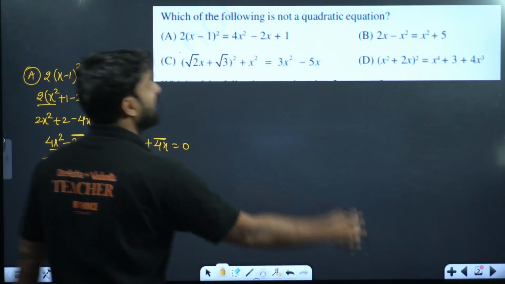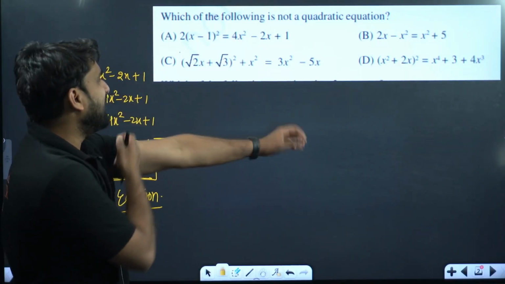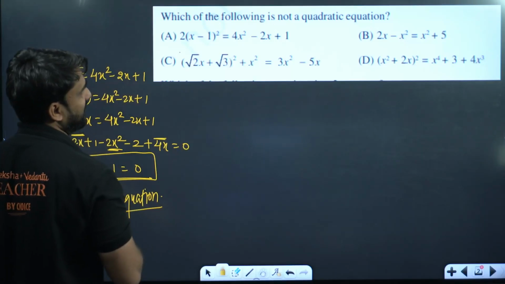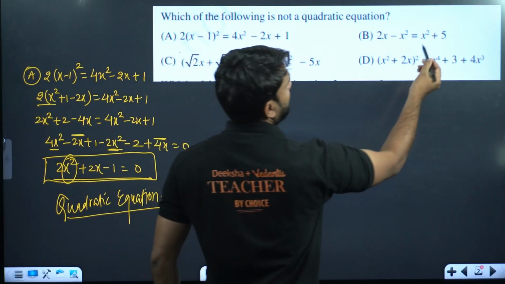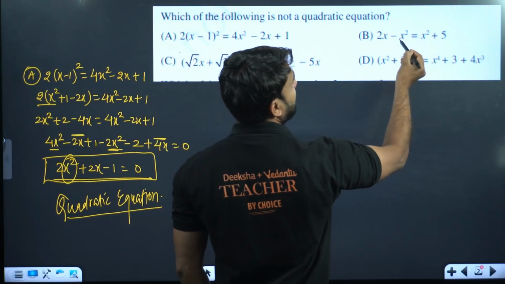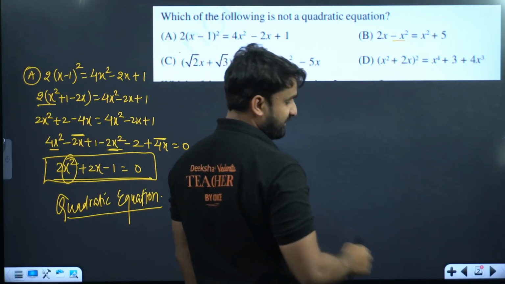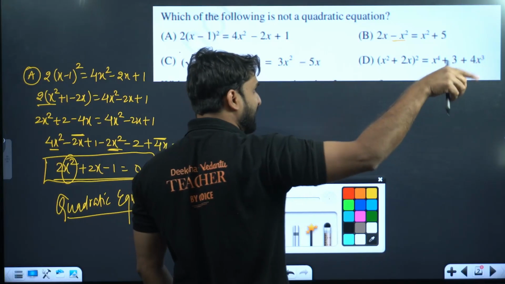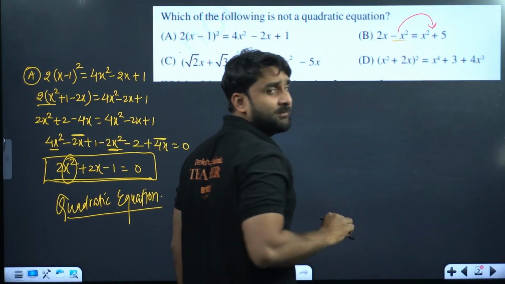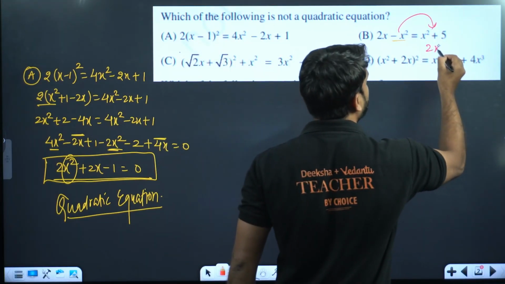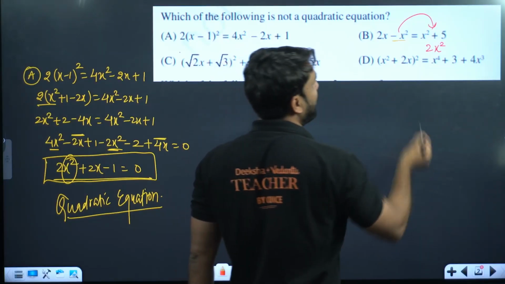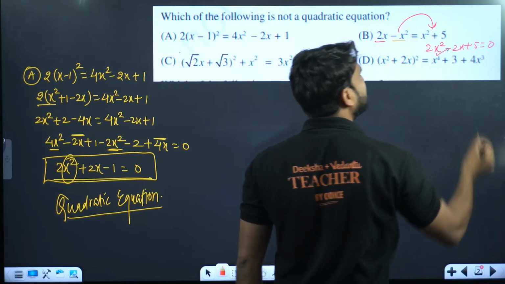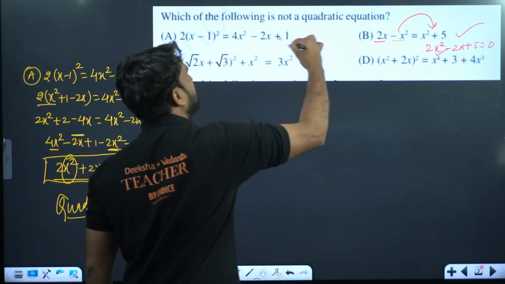So let's solve. If we don't need to solve this, I can give you the answer directly. Let me show you the correct scenario. My dear champion, this is x square and this is x square, and here this x square is negative. If you take negative x square to the other side, minus x square will become plus. So this will be 2x square, and this 2x will go there, so minus 2x plus 5. Oh my god, here is also x square, so this is also quadratic.